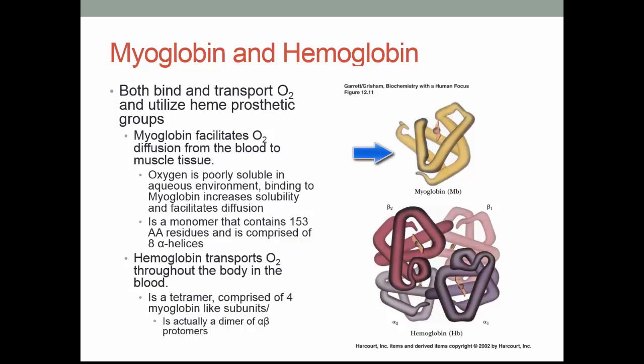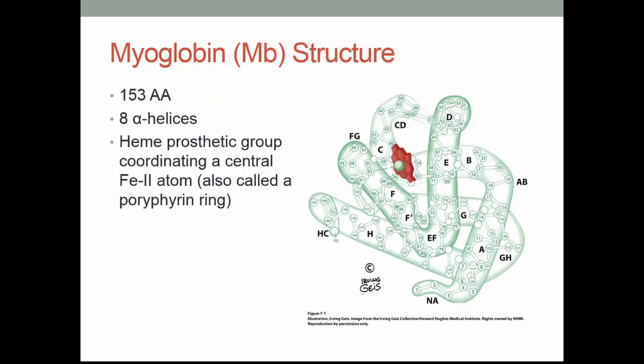Where myoglobin is a monomer of 153 amino acids, hemoglobin is a tetramer of 4 myoglobin-like monomers. More specifically, hemoglobin is a dimer of dimers, where 2 alpha-beta pairs come together to form the tetramer. Again, as you can see, myoglobin is comprised of 153 amino acids, contains 8 alpha helices, and a heme prosthetic group. The heme prosthetic group is a porphyrin ring system that coordinates an iron atom in its center.